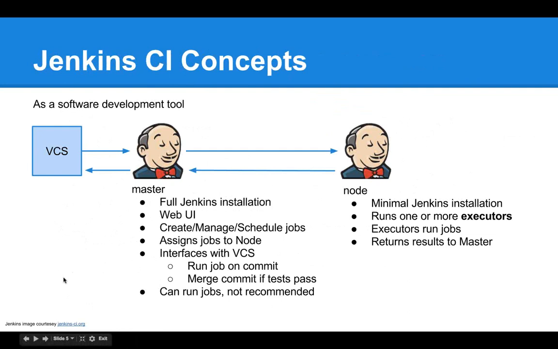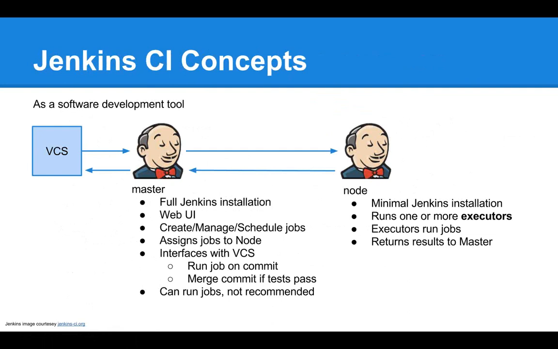So Jenkins CI concepts as a software development tool. You would have a VCS, a version control system. You would have a Jenkins Master and then a Jenkins node. The master would be your full Jenkins install. You'd be presented with a web UI. The Jenkins web UI is where you would create, manage, and schedule your jobs. You would assign jobs to nodes if you needed them to run on a separate node. It would interface with your VCS.